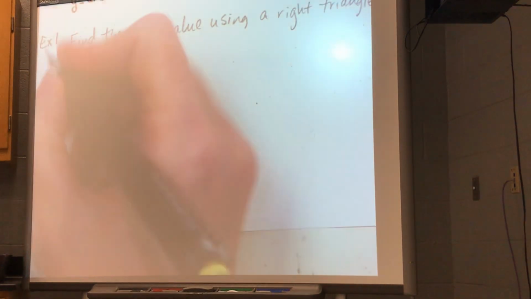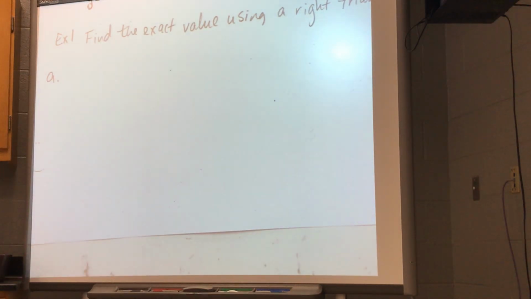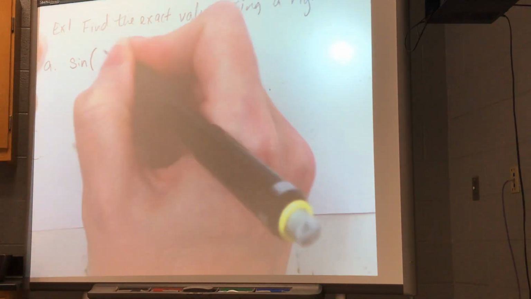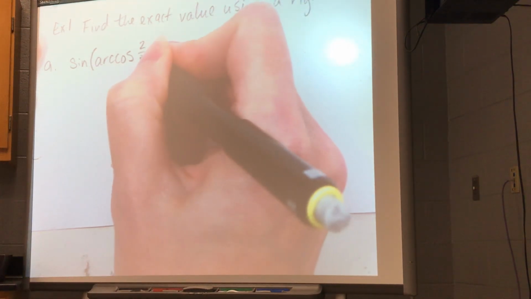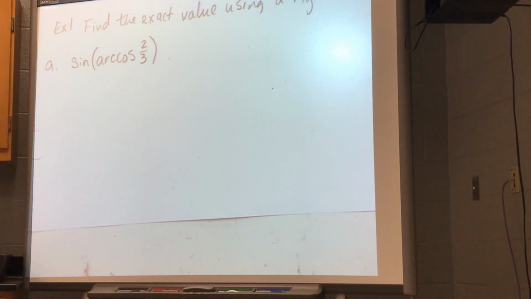Okay, so this is going to look weird, and when you first see it, it's going to feel kind of confusing, but I think you're going to be fine. So for A, we have the sine of the arccosine of 2/3. If you saw that on the ACT or on the challenge exam, you'd probably be like, I have no idea what is going on.